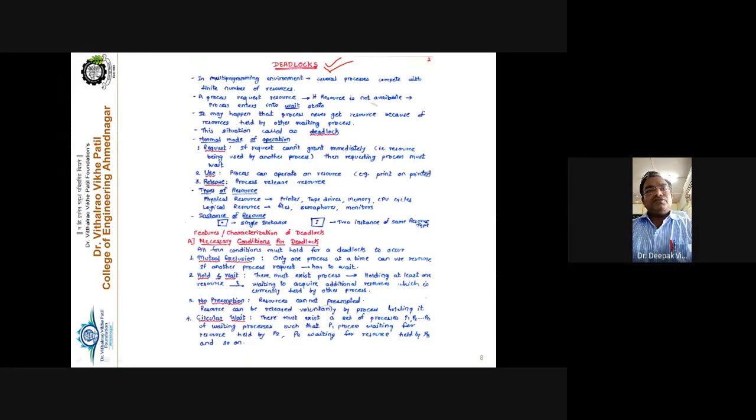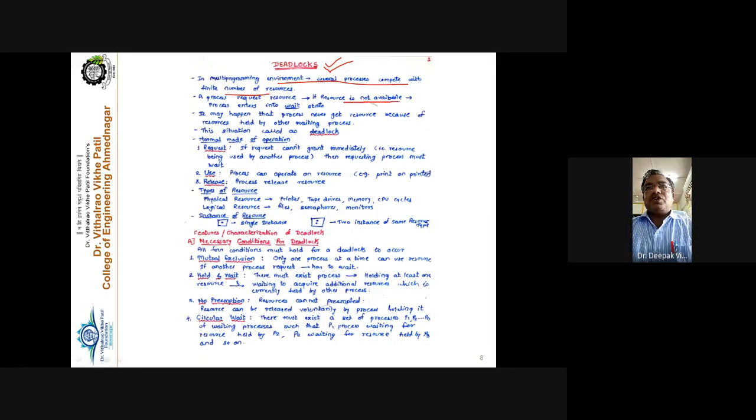In the theory, in a multi-programming environment, several processes compete for a finite number of resources. As everybody knows, there are n number of processes and only very few resources, and definitely there is a competition, a race condition, and to avoid the race condition, we use synchronization.